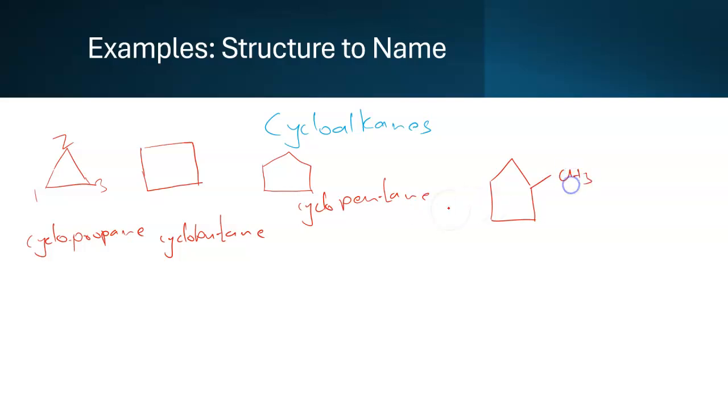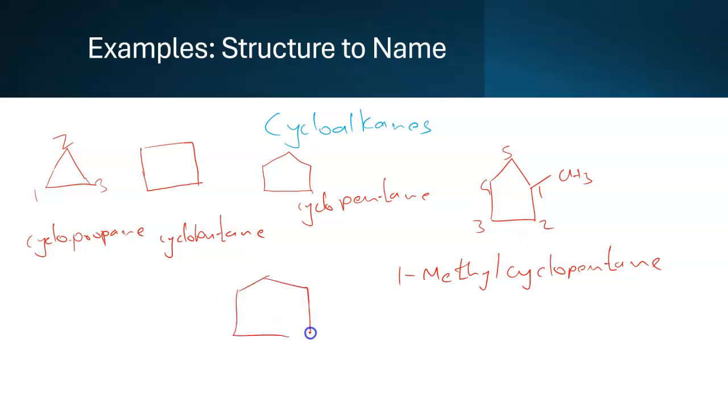When the structure has a substituent, for example a methyl substituent, numbering will start from the substituent: 1, 2, 3, 4 and 5. In that case 1-methyl is the substituent, because the methyl position can be at any point. So 1-methylcyclopentane. This is the name of the compound. The parent name is pentane, it is a cyclic structure, that is why cyclo, and the substituent is at position 1.